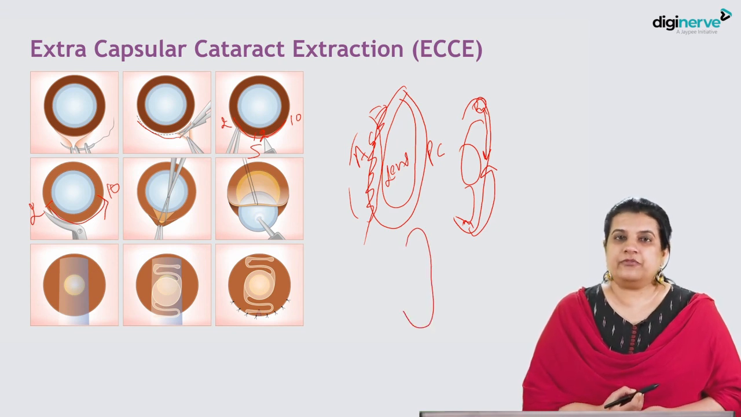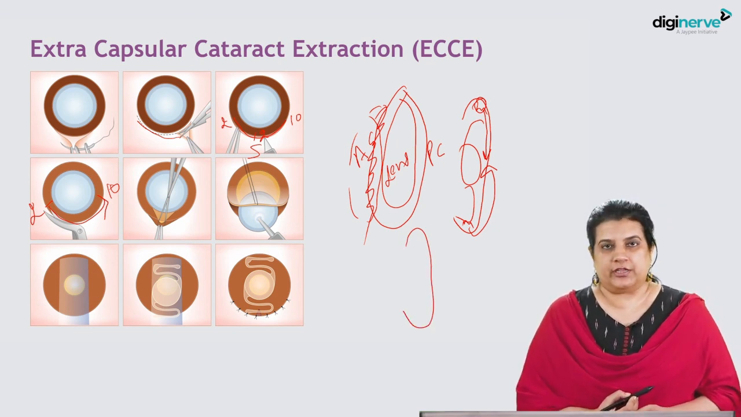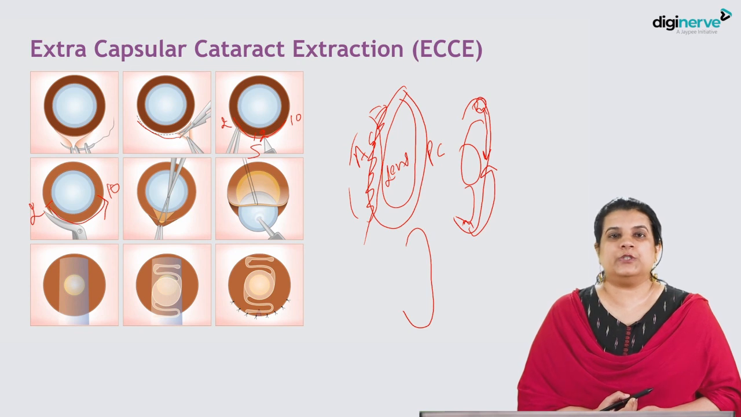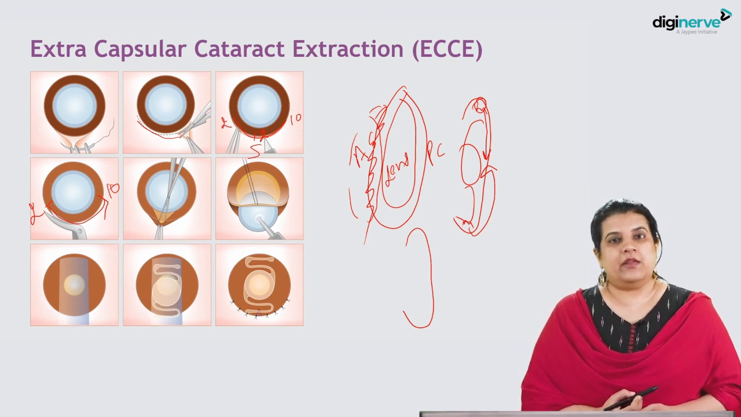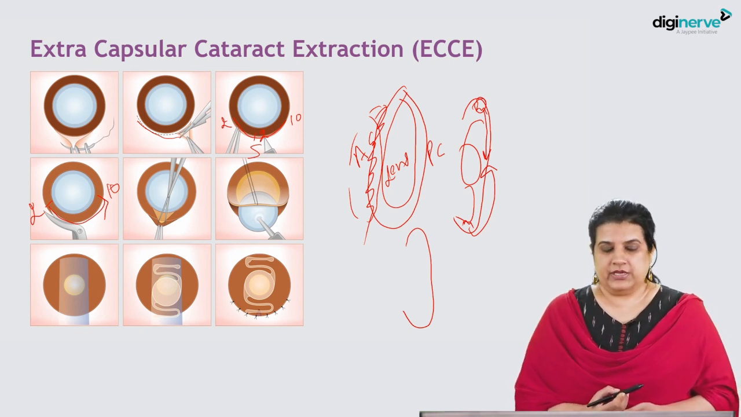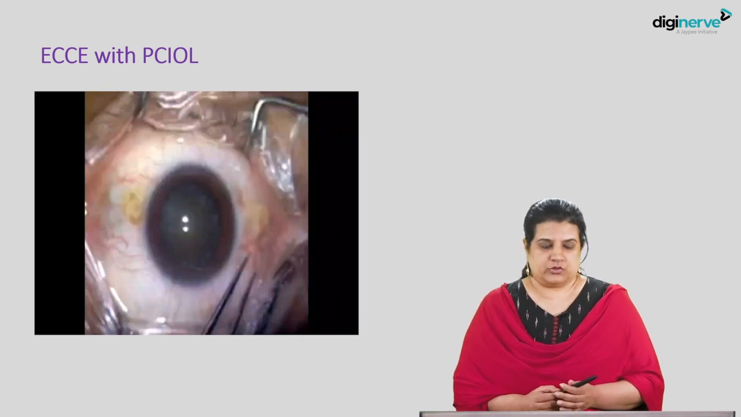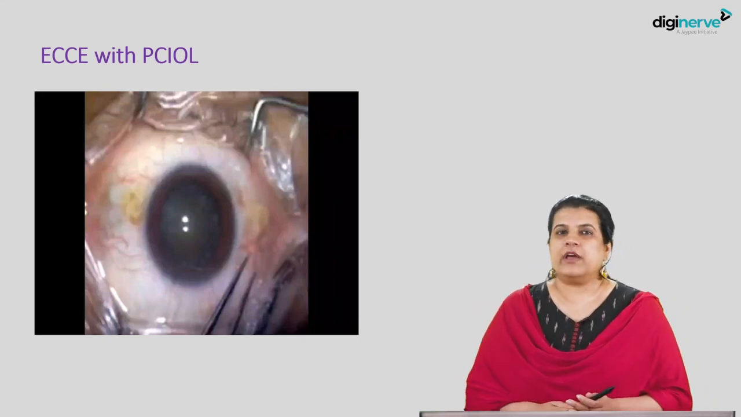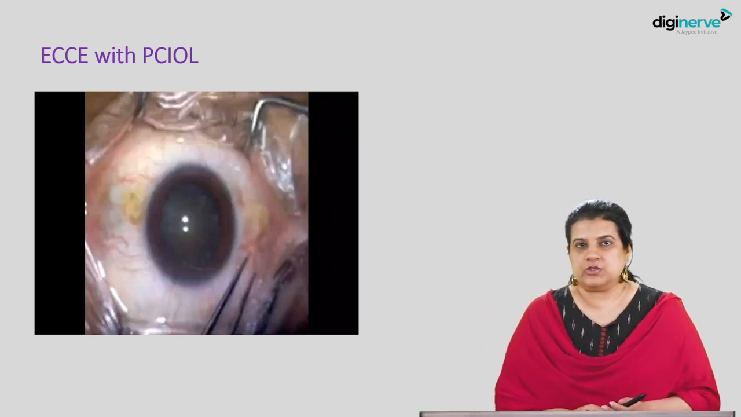Now you want to inflate the bag before you put in the intraocular lens. So you put viscoelastic material, inflate the bag and put the intraocular lens, and later on you suture the section that you had opened up with Tenno nylon interrupted sutures. Usually you require 4 or 5 interrupted sutures.